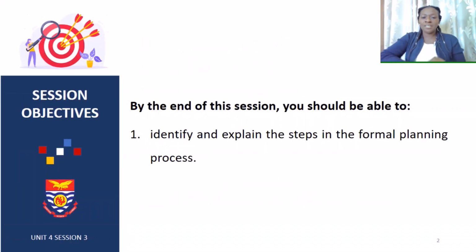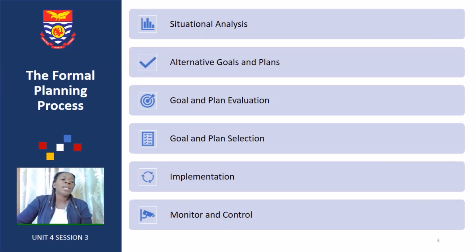By the end of the session, you should be able to identify and explain the steps in the formal planning process. We want to start with looking at the formal planning process. When we're looking at the formal planning process, we're looking at the official planning process. These are more documented issues. In every organization, when you're looking at formality, things should be documented. There should be something laid down in the organization, known to everybody.